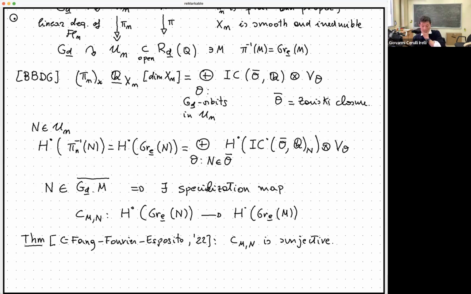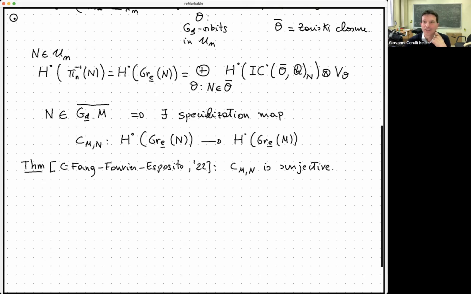So I'm going a bit fast, I'm sorry. Anyway, I cannot really see you, so please, if you have any questions, just interrupt me, okay? This is just an outline, this is motivation. So this map is surjective, so it has a kernel which is a graded vector space.